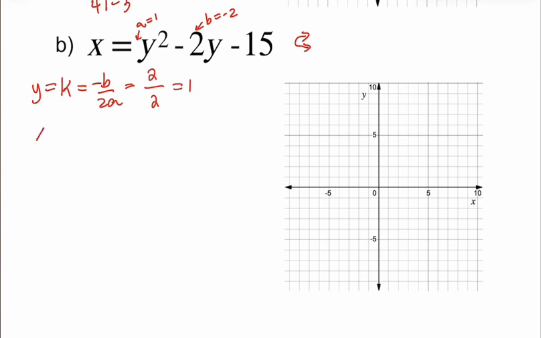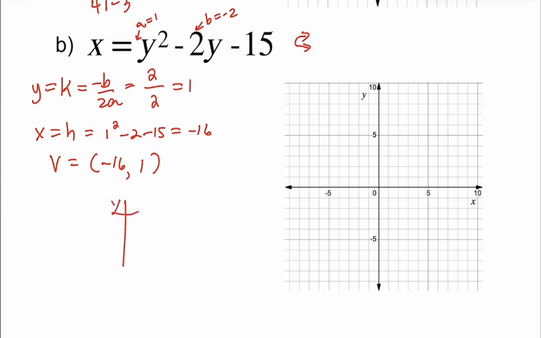So now how could we find our h? Well, we just got to plug it in. So that's going to be 1 squared minus 2 times 1 minus 15. That is going to be negative 16. Sorry, my graph paper is not going to be very good for this one, but we'll figure it out. Okay, so our vertex for this one, the first value we found was the y, not the x, the y. And then the x you have to find by plugging it in.